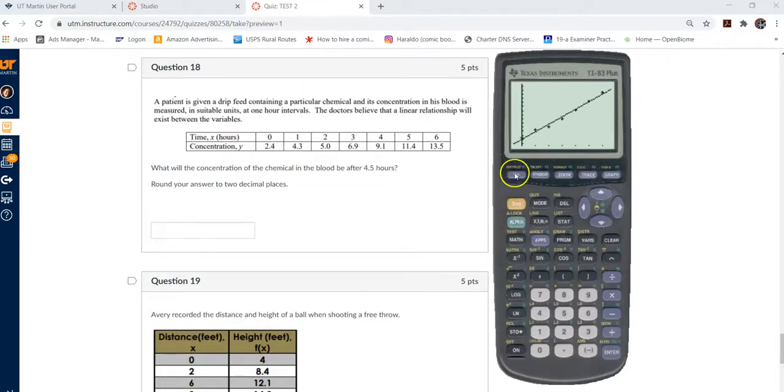Okay, that's really good. Now, what is the concentration of the chemical in the blood after 4.5 hours? So I'm going to do second trace, and I want a value, and my X value is 4.5. So it's going to give me the point whose X coordinate is 4.5. The Y coordinate will be the answer. Round your answer to 2 decimal places. That's what the instructions said. So if I cut that off at 2 decimal places, that 8 is going to bump that up. So it should be 10.28.